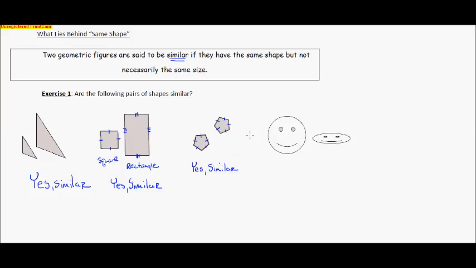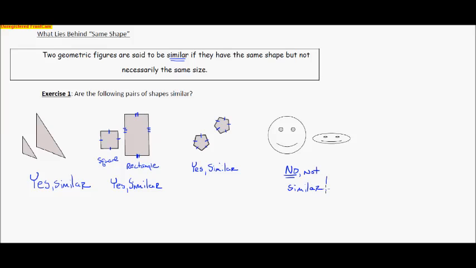Alright, and let's take a look at this last set here. This is the set of images that I would say would not be similar because they are obviously not the same shape. Alright, this little smiley face is really squished, where this one seems to be a perfect circle. So I would say no. Alright, not similar here, because they do not have the same shape.